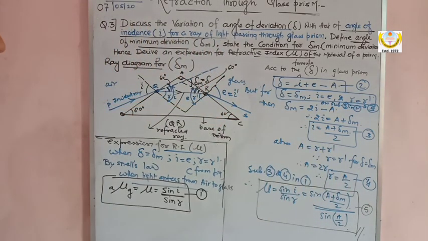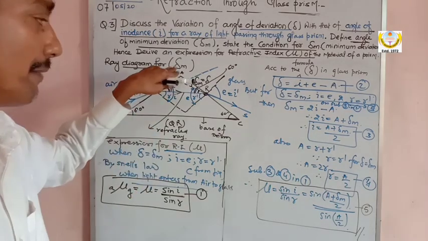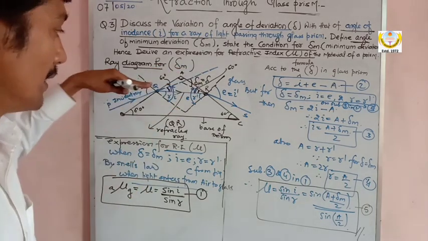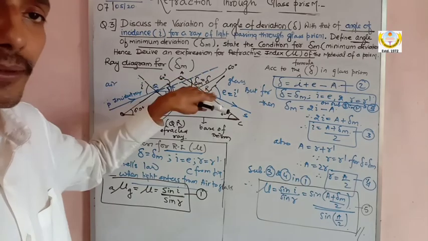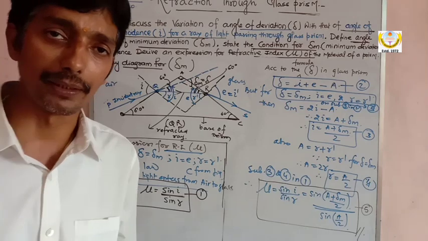I hope all the 3 questions are clear. Remember, when drawing the ray diagram for minimum deviation, the refracted ray should be parallel to the base. As soon as it becomes parallel to the base, of course R and R dash become equal.